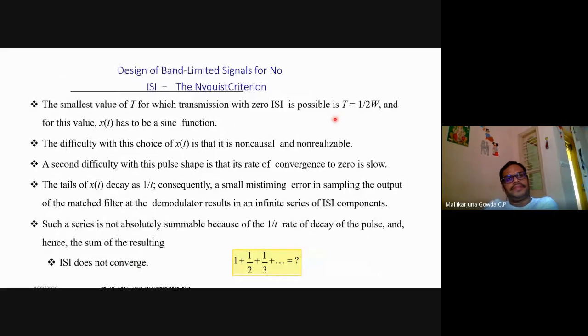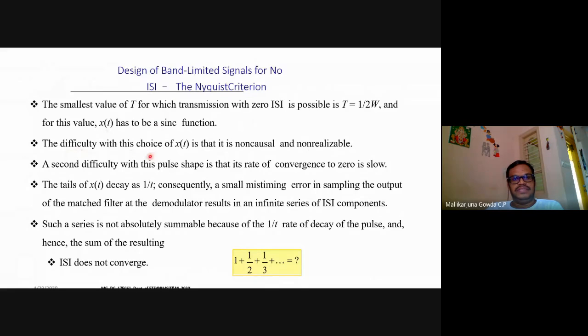So, the smallest value of T for which transmission with zero intersymbol interference is possible is what? T equal to 1 by 2W. So what we understood is that the smallest value of T for which transmission with zero ISI is possible is T equal to 1 by 2W. Right? And for that value, x of t has to be a sinc function. So what is the difficulty with that function?